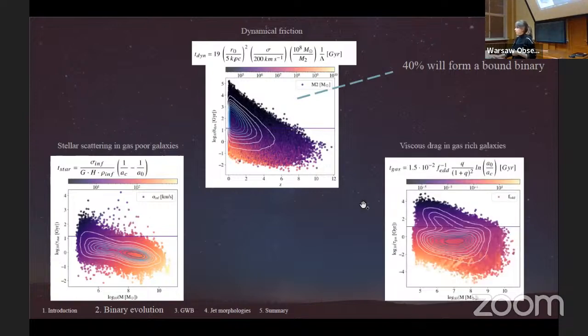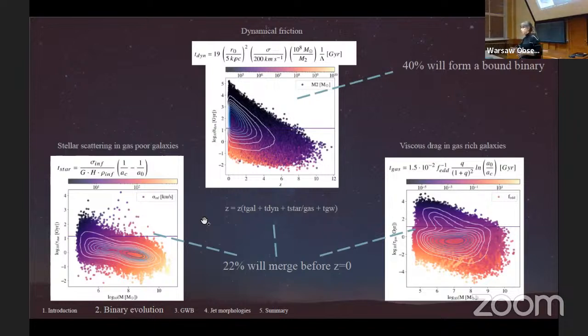In the case of gas-rich galaxies, around the binary we will have a gas disk, and the binary will interact with the gas disk, and the viscous drag from the disk will make the binary shrink further. After we include all of these timescales and add them up together, we see that only 22% of all galaxy mergers that we considered will actually merge before redshift 0. This is very important because most simulations of galaxies study galaxies affected by black hole feedback, for example. However, they assume that all of them merge inside the galaxy and reach the centers of galaxies, which apparently is not true.